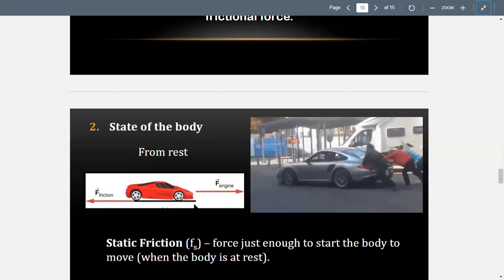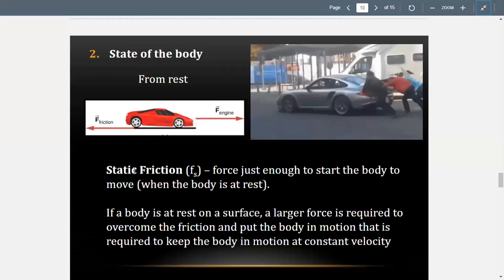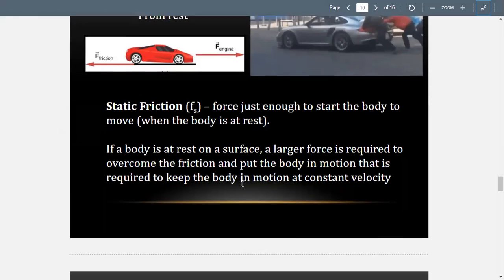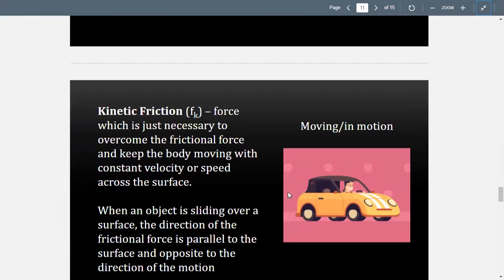Now they believe that greater friction is present when the car was initially at rest. This frictional force is called static friction. This is the kind of friction when the body is at rest. It is greater than when the body is already sliding. If a body is at rest on a surface, a larger force is required to overcome that friction. Again, the friction when it is not moving is known as static friction. If we compare that when the car is already sliding or moving, there would be less kinetic friction.